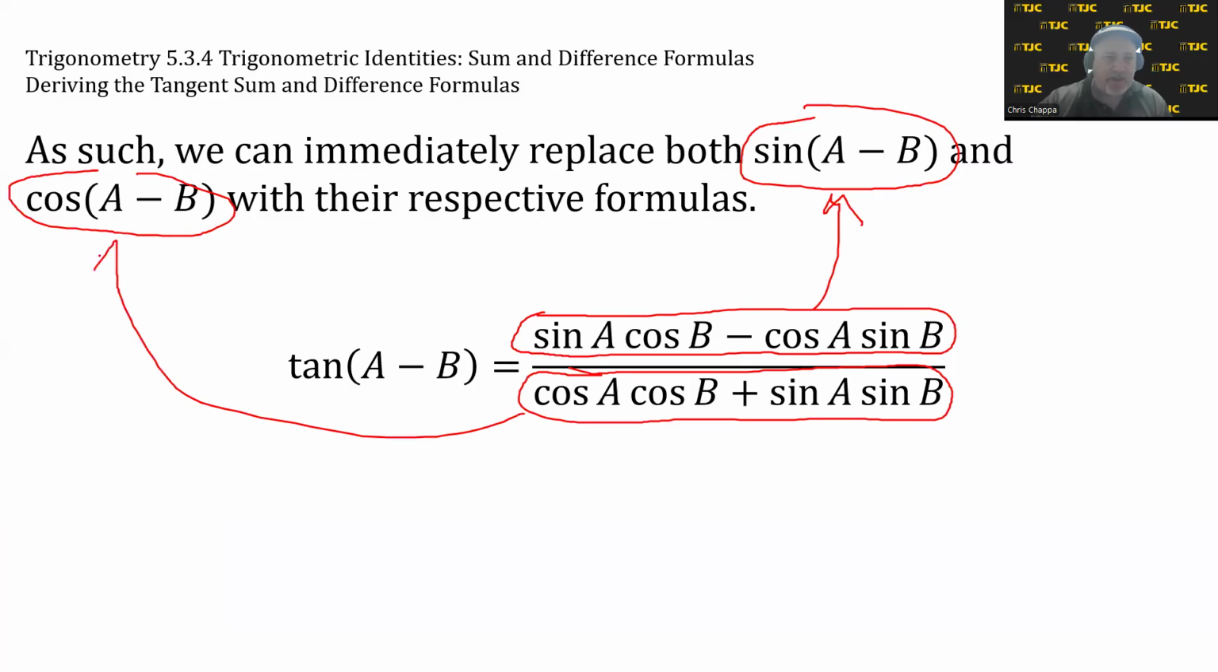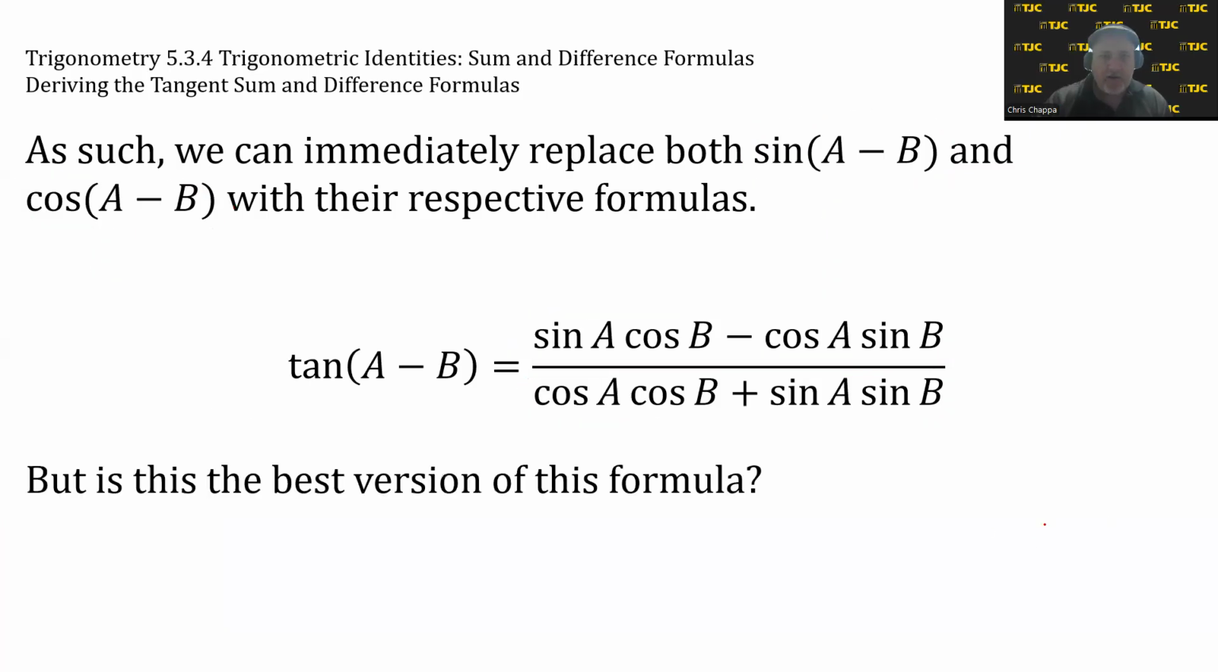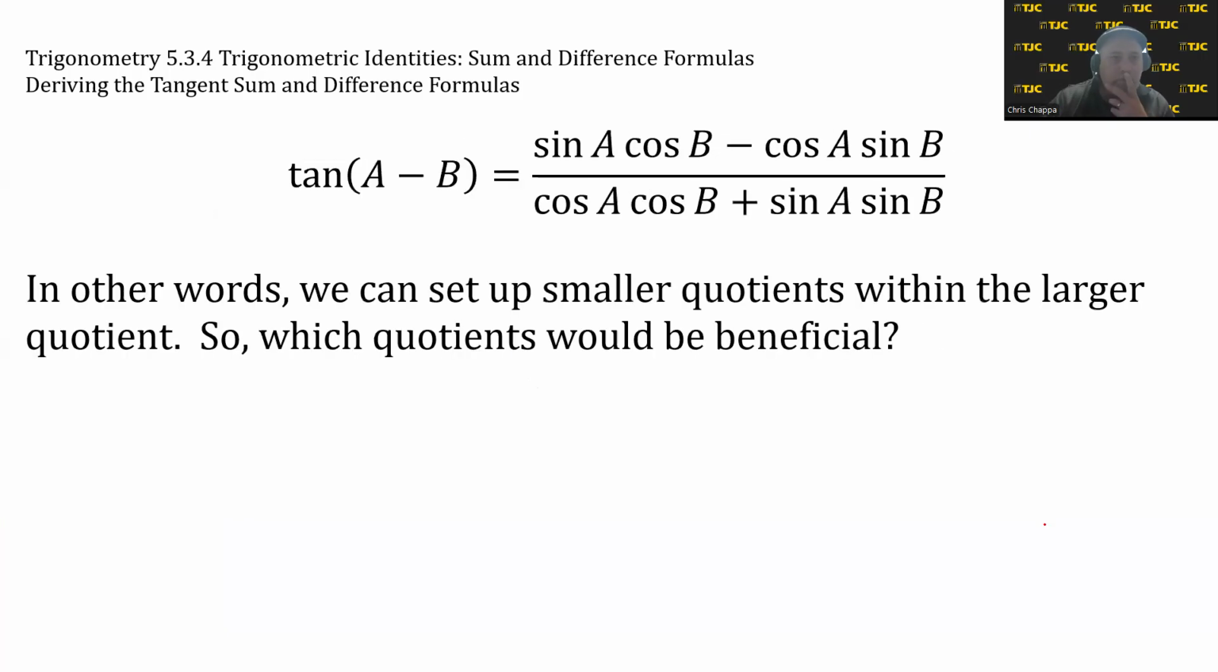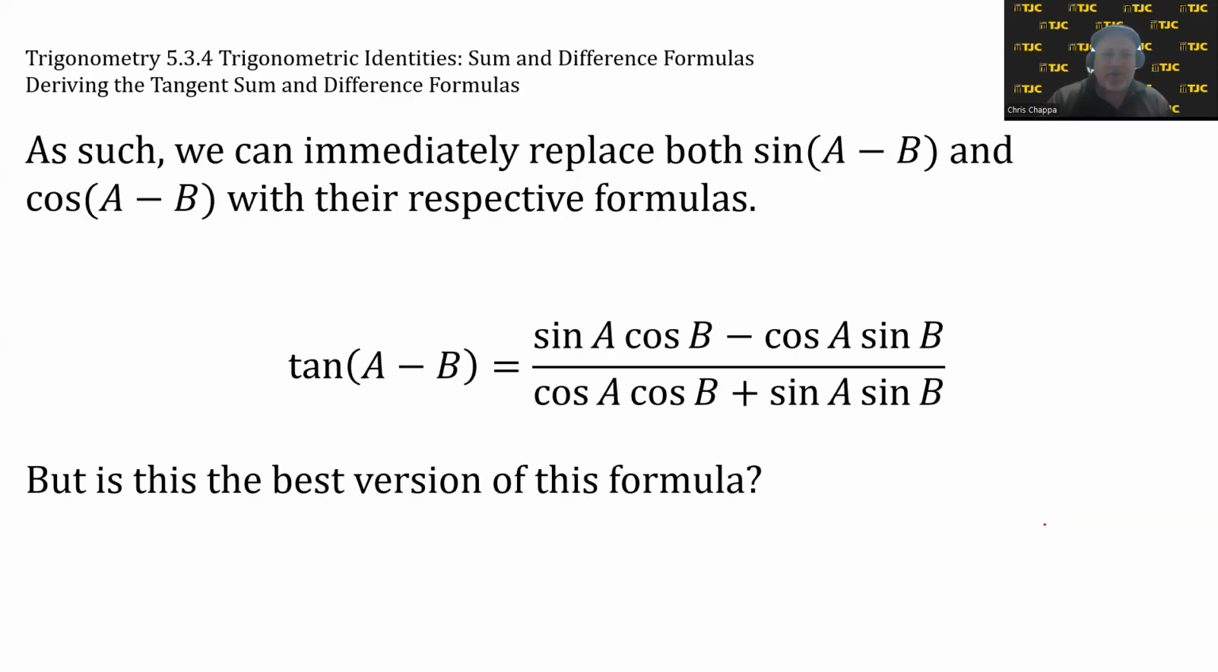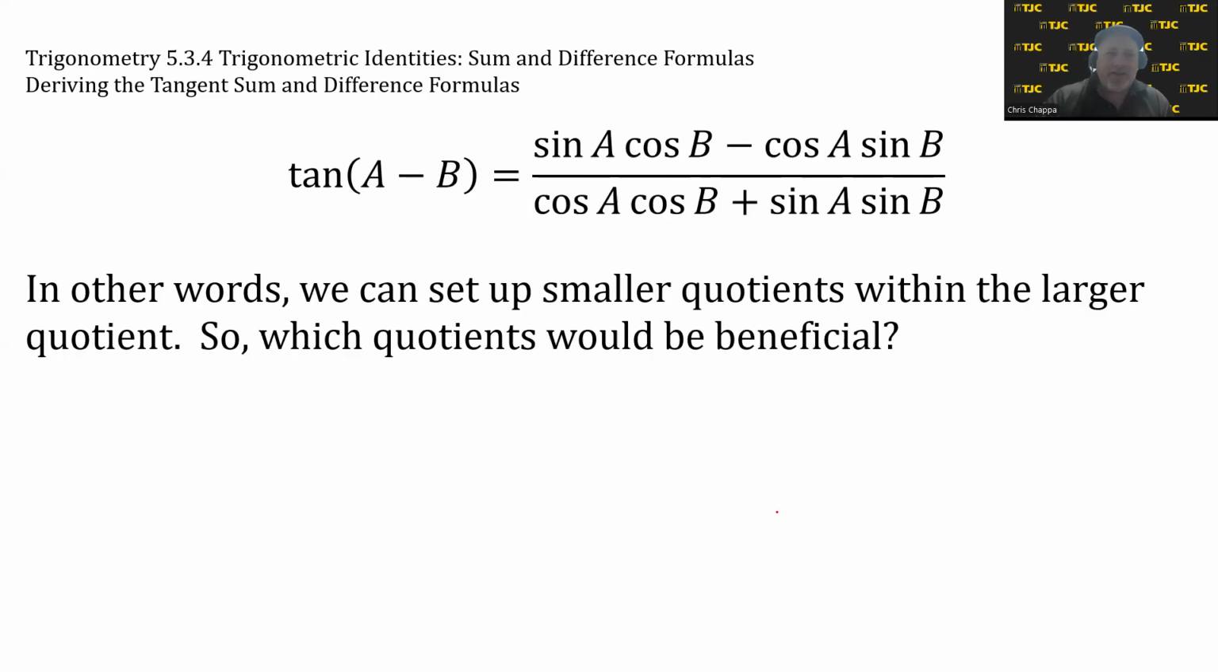Now, at that point, we could technically stop because we have tangent of A minus B in terms of trig functions of A and B exclusively. But is this the best version of this formula? Saying is this the best version of the formula is not like saying we could set up smaller fractions inside the larger fraction, so I'm not sure what I was thinking when I wrote that.